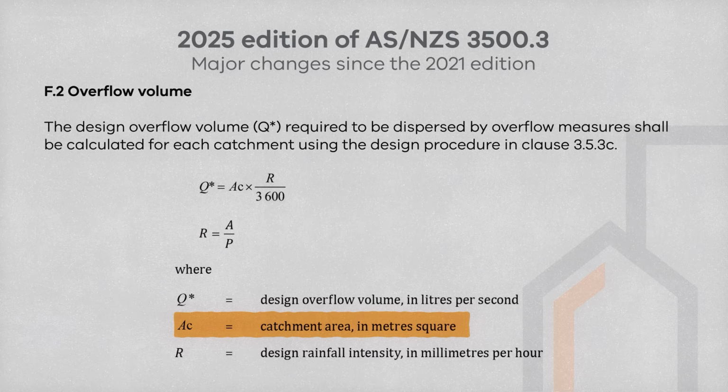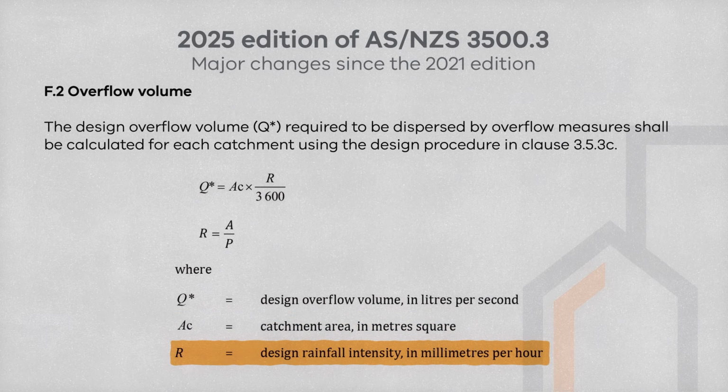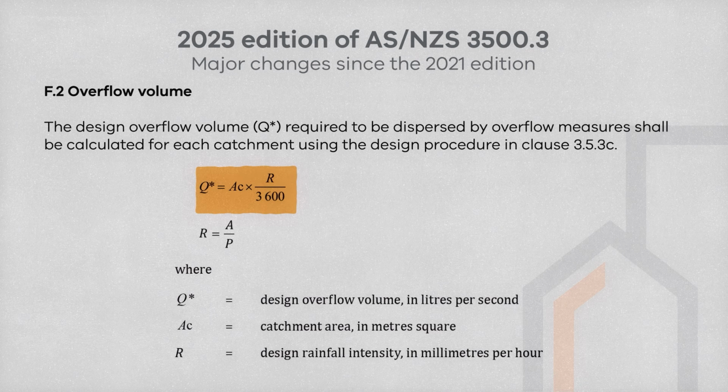gutters. Once you know your catchment area, step 2 is to find design rainfall intensity R, that's the 1% annual exceedance probability AEP for your project location in Australia. After you have got both values, A and R, you simply plug them into the formula shown on the screen. Q equals A multiplied by R divided by 3,600.